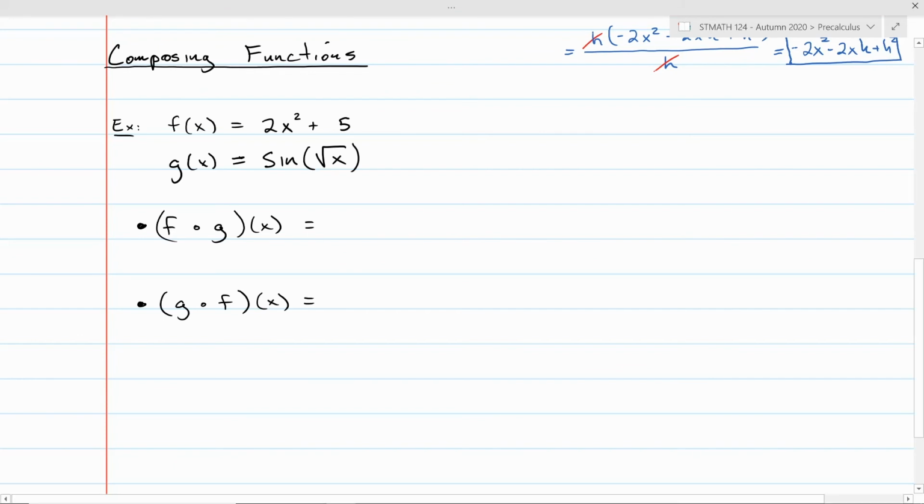So that just means to do f of g of x, like that. And so that would be f of g of x, which is sine of the square root of x, squared plus 5.